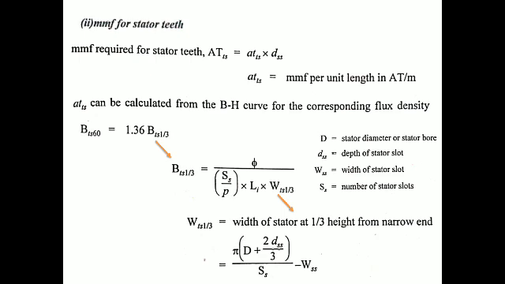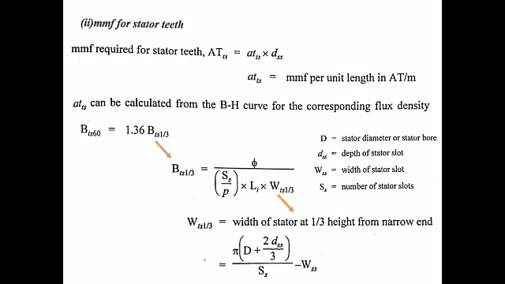Now we're going to find the formula for Bt 1 by 3. So Bts 1 by 3 is equal to phi divided by Ss by P, which means stator slots by pole, into Li, which is nothing but net iron length, into Wts 1 by 3. So Wts is nothing but the width of the stator teeth. So that data is mentioned here. The Wts 1 by 3 is nothing but the width of the stator tooth at 1 by 3 height from the narrow end. These are all assumptions taken for proper calculation of MMF.